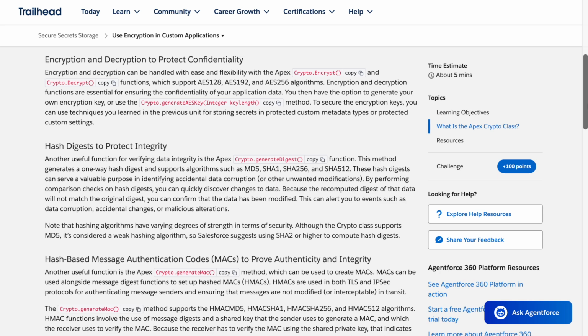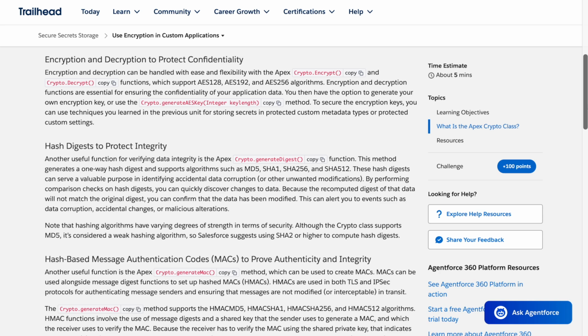Encryption and decryption to protect confidentiality. Encryption and decryption can be handled with ease and flexibility with the Apex Crypto.encrypt and Crypto.decrypt functions, which support AES 128, AES 192, and AES 256 algorithms. Encryption and decryption functions are essential for ensuring the confidentiality of your application data. You then have the option to generate your own encryption key or use the Crypto.generateAESKey integer key length method. To secure the encryption keys, you can use techniques you learned in the previous unit for storing secrets in protected custom metadata types or protected custom settings.